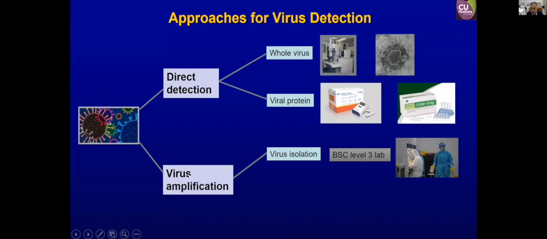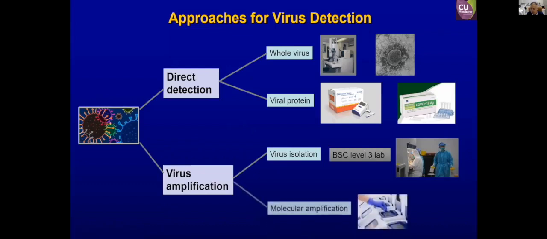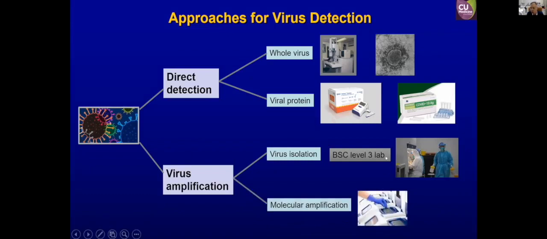The other aspect is amplification. We can amplify the virus conventionally by growing the virus for a few days, then you can see what happened in the cell culture. Obviously, this requires BSL-3, which is not that widely available. So for COVID-19, not much isolation was done as a routine. And the most commonly used method would be to amplify the nucleic acid using PCR. I think this is like a routine nowadays, the method of choice to detect COVID-19 infection.